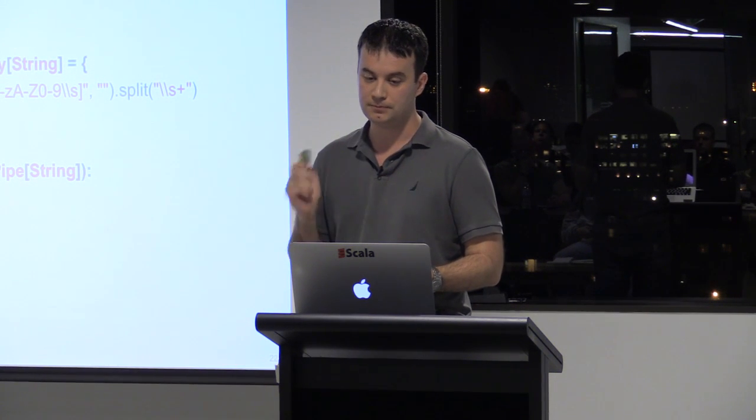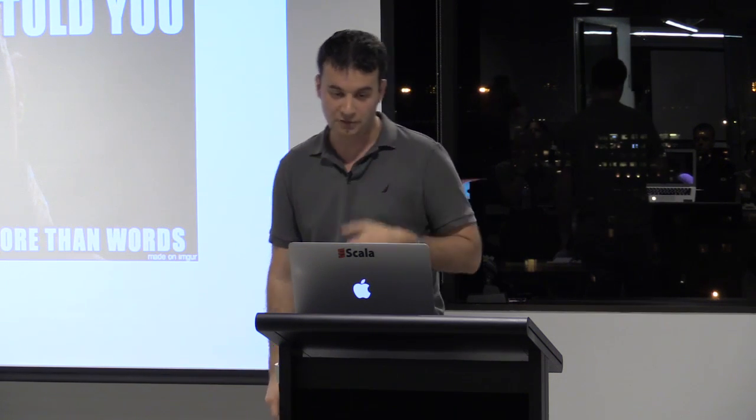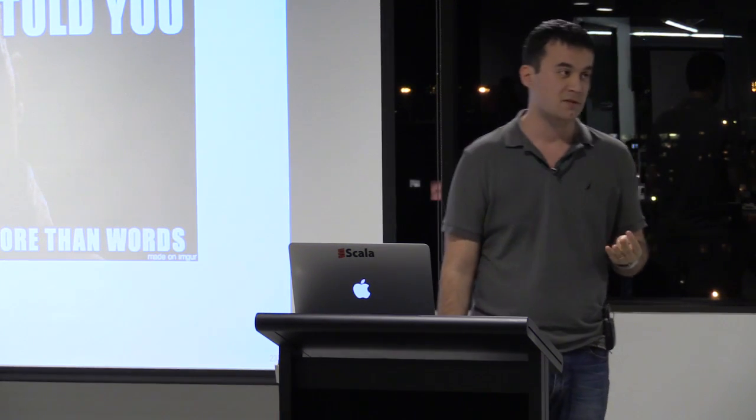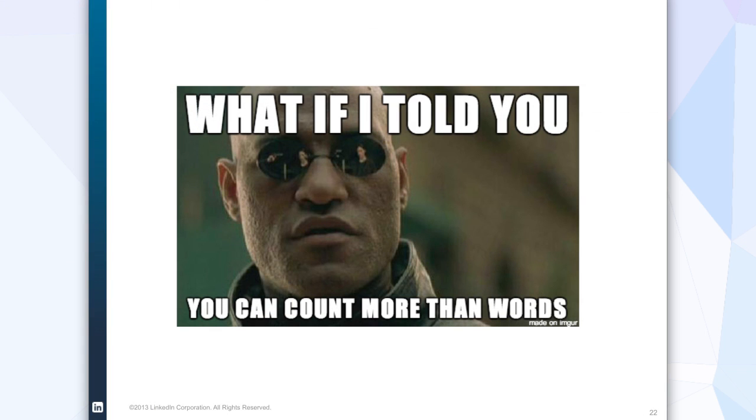And that brings me to the third meme. This is the Morpheus meme, which doesn't actually appear in the Matrix movie. I actually checked, and he never says "what if I told you," but it's a picture of Morpheus from the movie The Matrix. And the meme goes, what if I told you? And here, well, we can count more than words. Every time we see the MapReduce framework, we always see word count. But we can count more than just words.